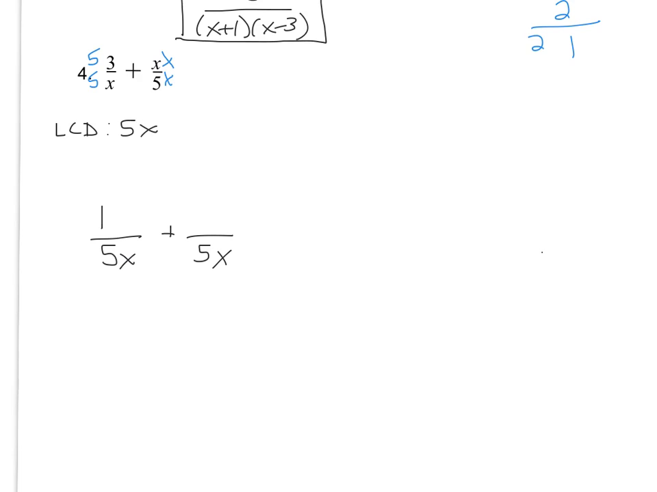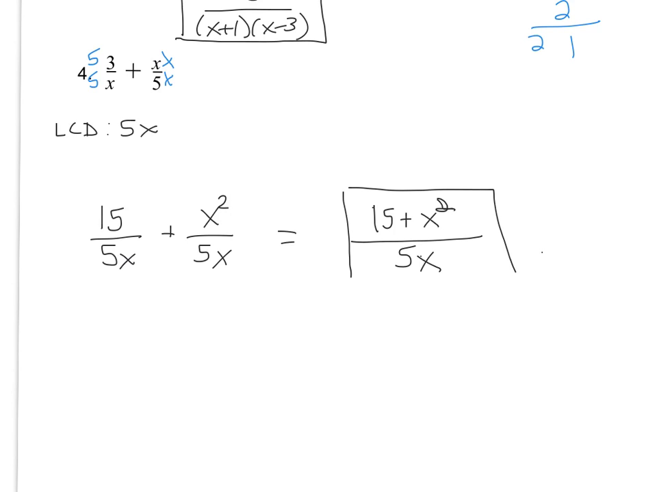So if I do 5 times 3, that gives me 15. X times x gives me x squared. So now that you have the same bottoms, this is actually really simple. I'll just say the bottom is 5x, and the top is going to be 15 plus x squared. Nothing I can do to factor 15 plus x squared, because 15 is not a perfect square, and it's an addition, so that can't be a difference of squares either.